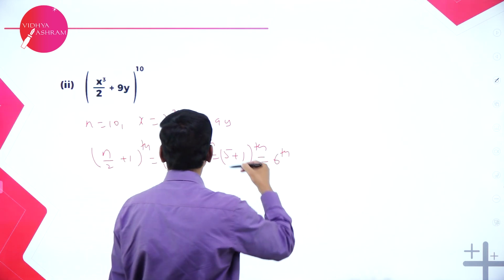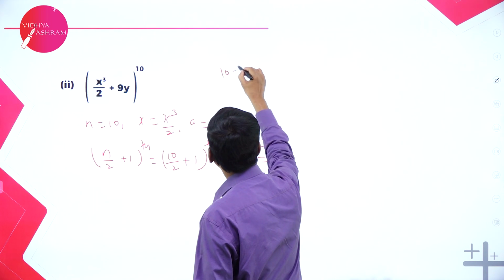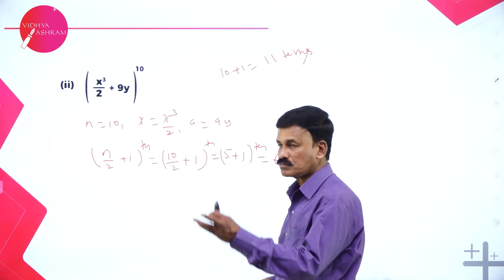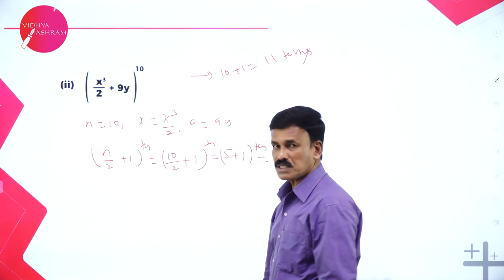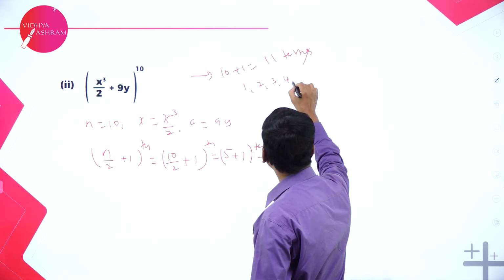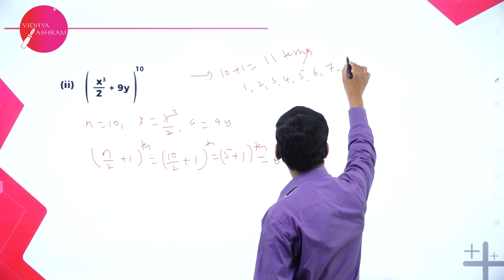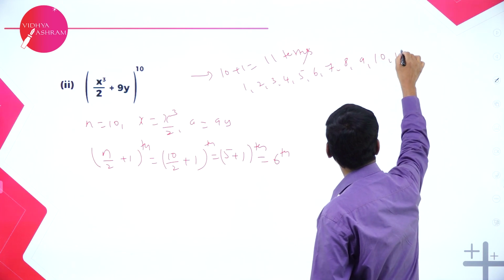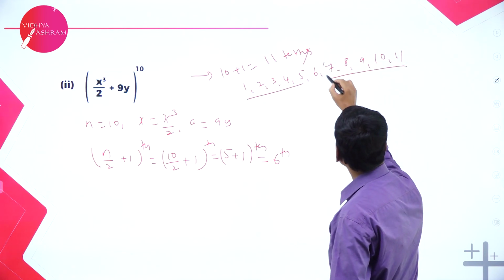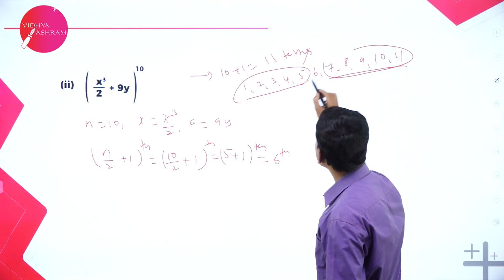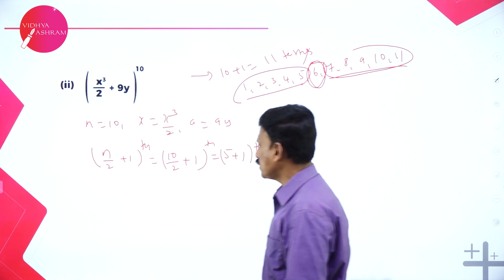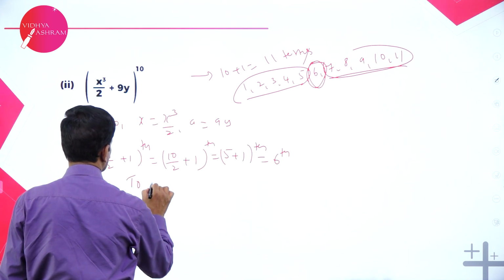So if you want, you can verify. 10 plus 1 means 11 terms are there in the expansion. So which is the middle term? 1, 2, 3, 4, 5, 6, 7, 8, 9, 10 and 11. So 1, 2, 3, 4, 5, and 1, 2, 3, 4, 5. So 5 terms, 5 terms. So this is the middle term. That is, the 6th term is the middle term. That's it. So to find T6.